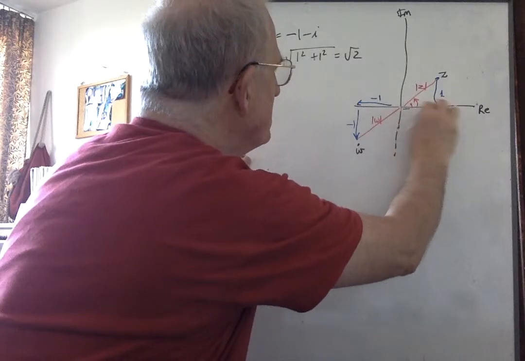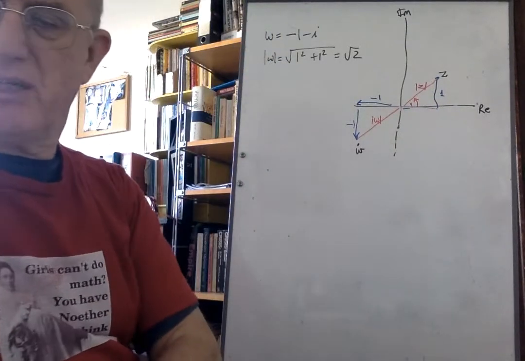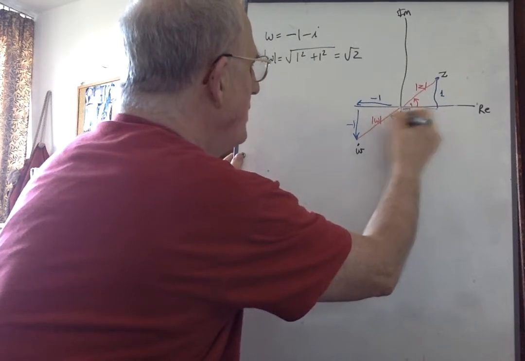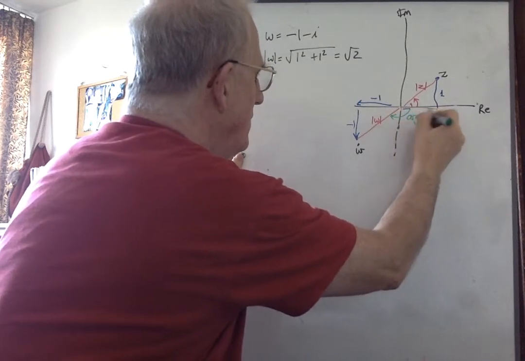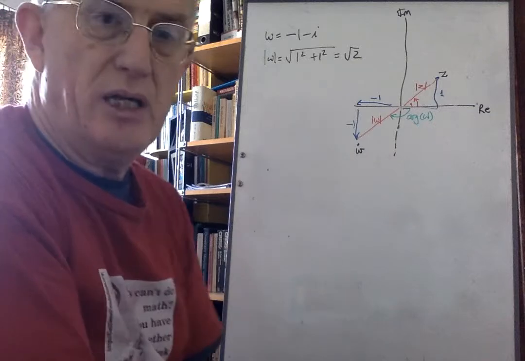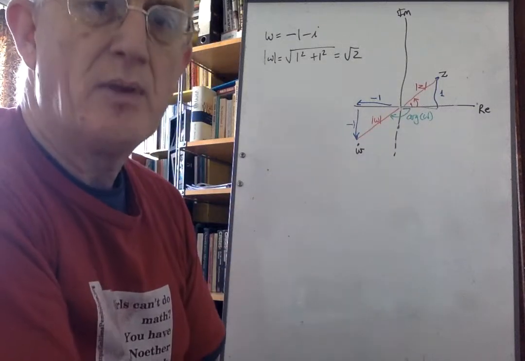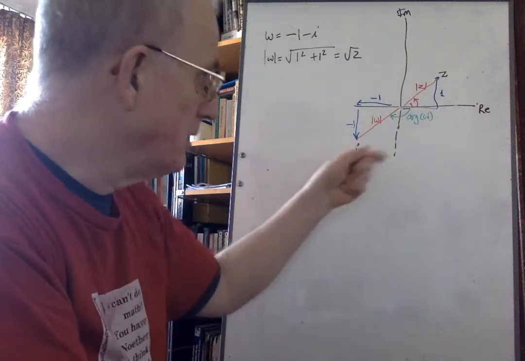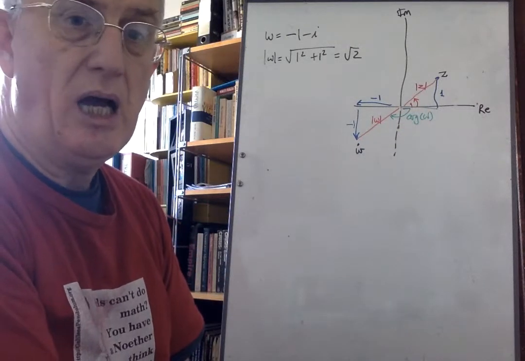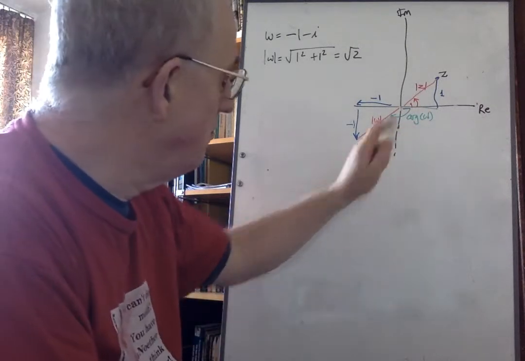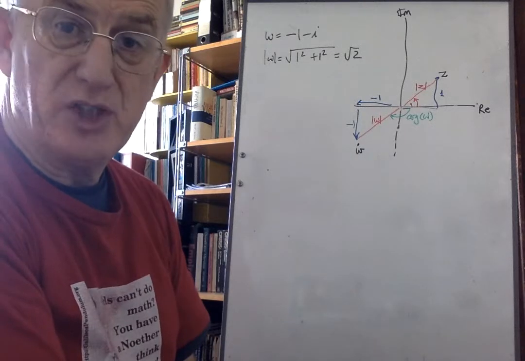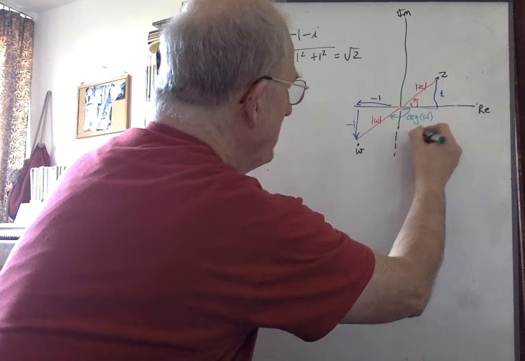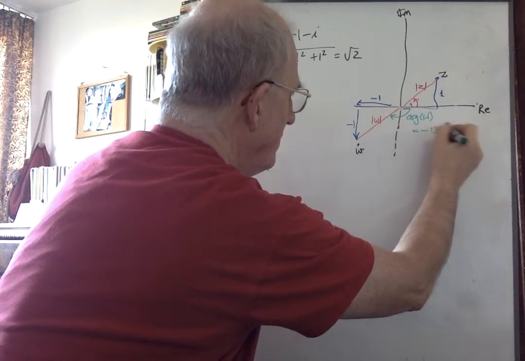So if I rub this out, I can make myself space to mark in what the argument of w is. The argument of w is that angle, and it's a negative angle because it's clockwise. It's turning down this way, and just doing a bit of geometry there, you can see in this particular case it's minus 135.